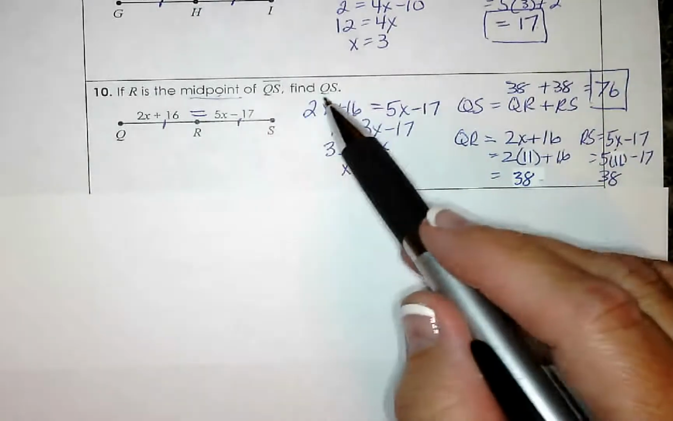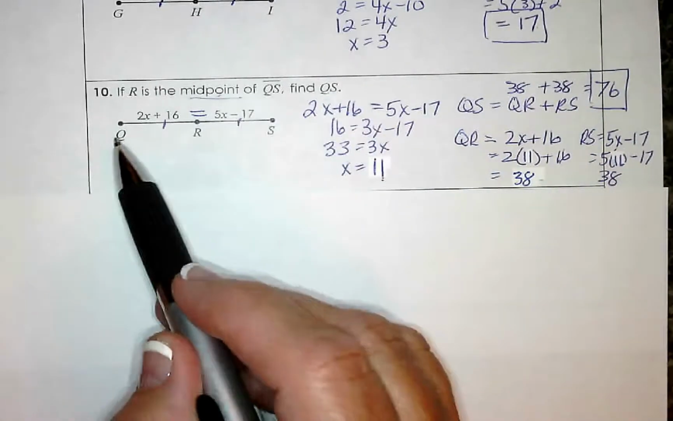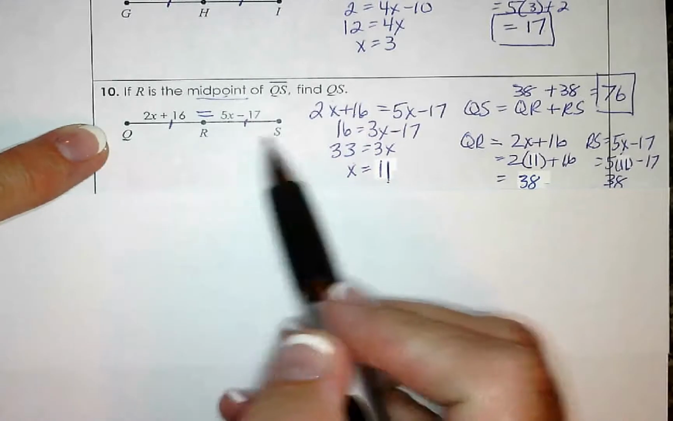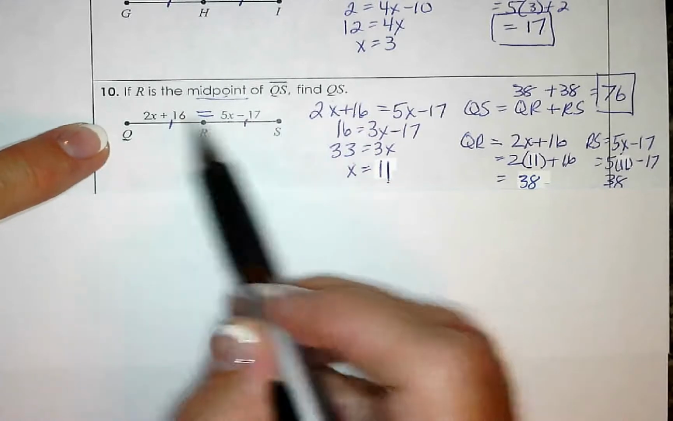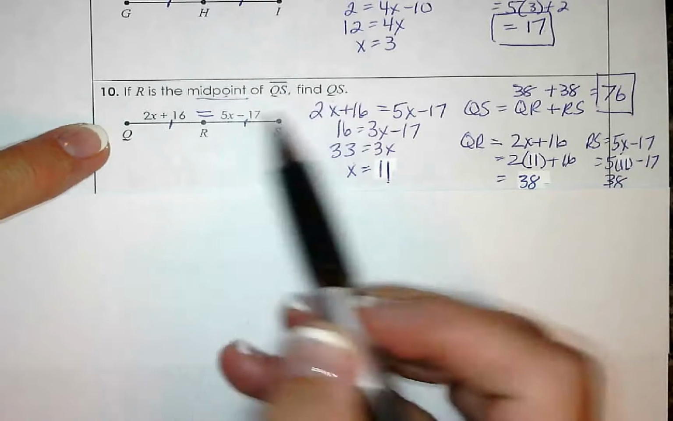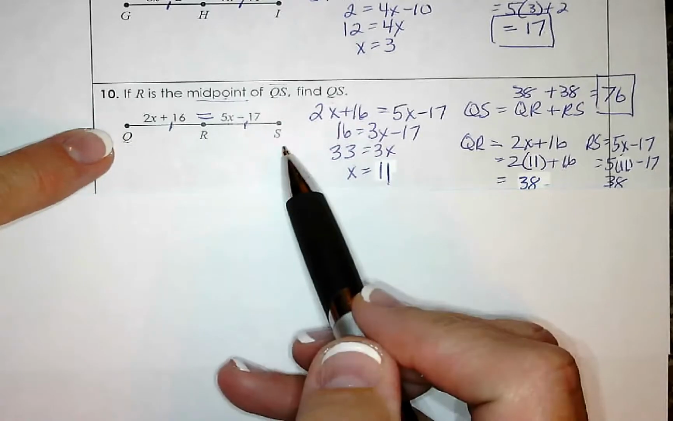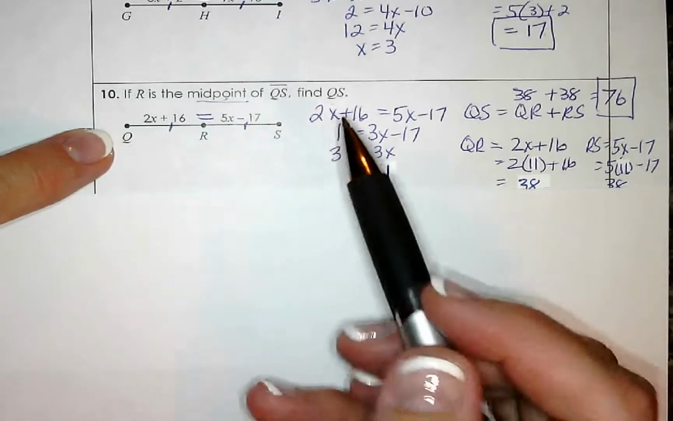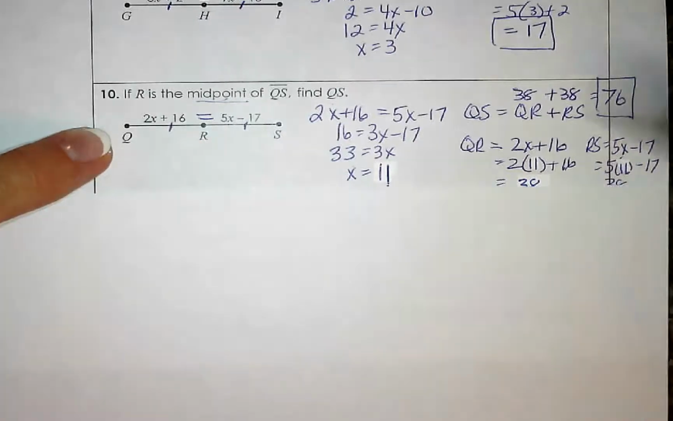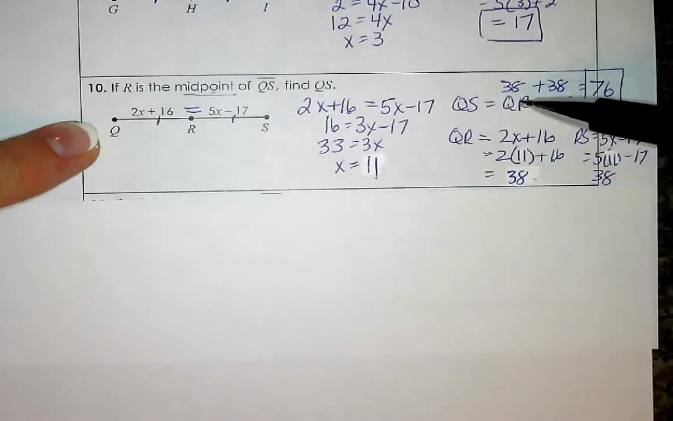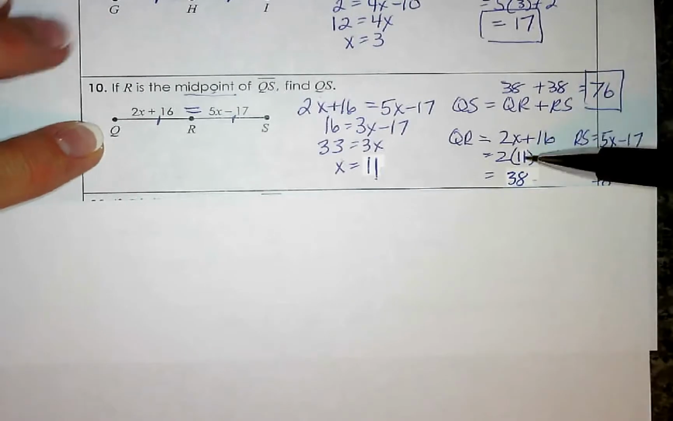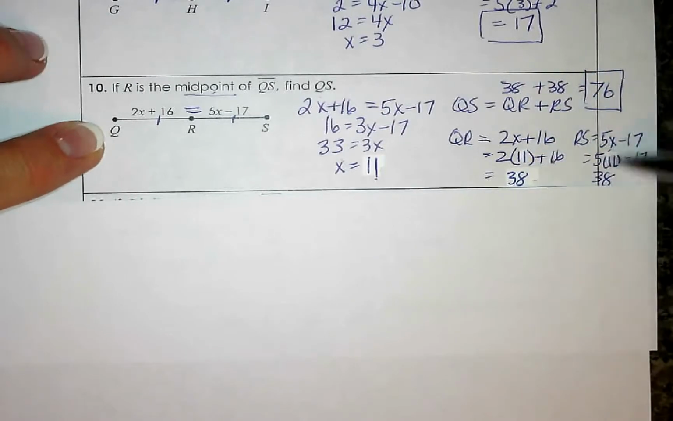They want me to find QS. So QS is the whole thing. Well, I don't have anything associated with the whole thing except these two little pieces. So if I can find the two little pieces, then I can add them together to get the whole thing. So we can kind of combine the midpoint one and the segment addition. So come over here. I know that the big one equals these two little ones added together. So I substituted in the value of x into both of those, and I got 38.